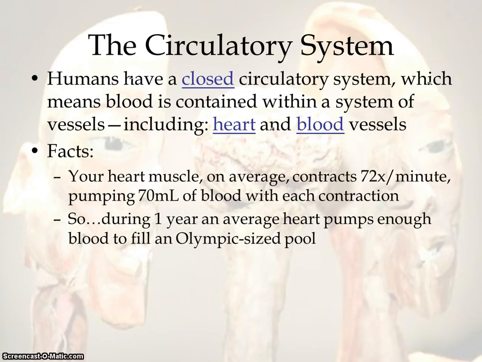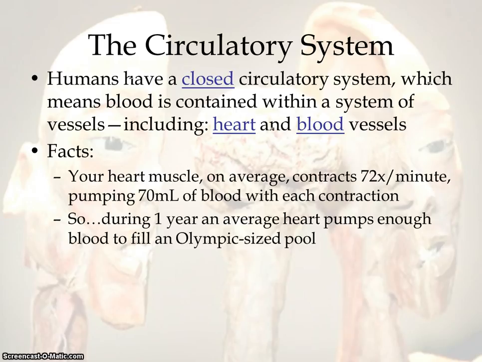Your heart muscle. Let's talk about it a little bit. It actually is going to contract about 72 times a minute on average. Depending on body size, body weight, that type of thing, it could be a little bit more or a little bit less, but on average. And it pumps about 70 milliliters of blood each time the heart contracts. So if you were to feel your heart beating, you would notice that there are two contractions about every second to half a second. So every time it does that, it's going to pump about 70 milliliters of blood per contraction.